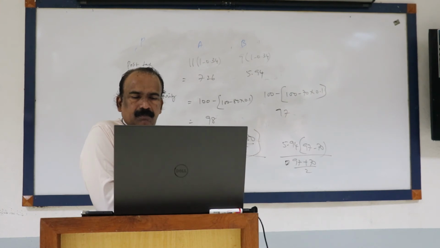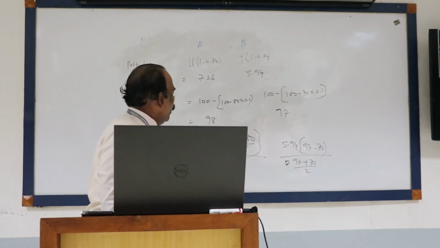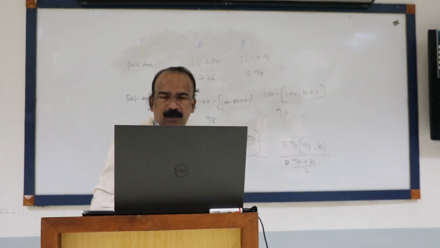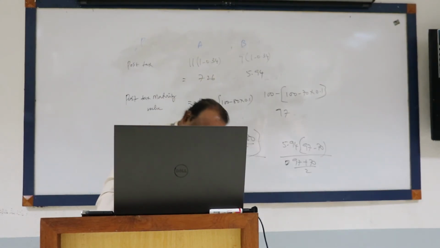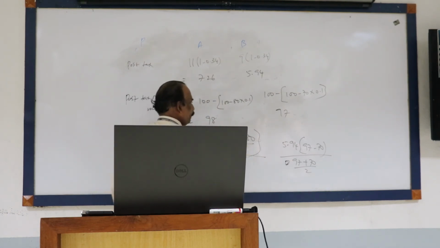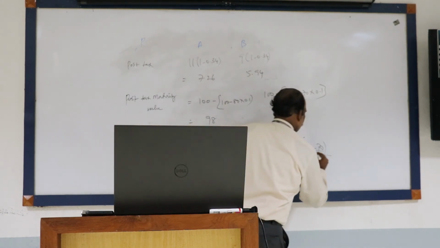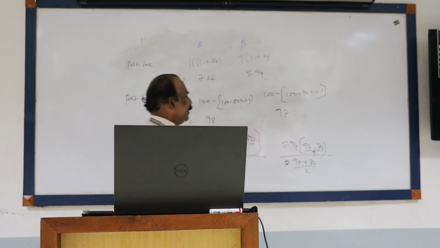7.26 into 98 minus 80 divided by 5. Sorry, how many years of maturity? I forgot. 8 years, so divide by 8. The second one is how many years? 9 years, so divide by 9. So 97 minus 70 divided by 9.